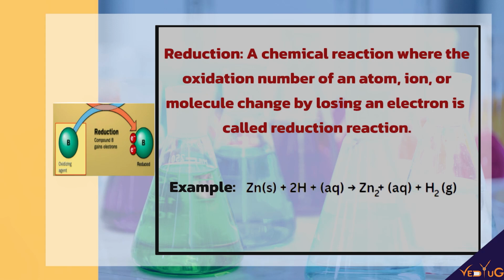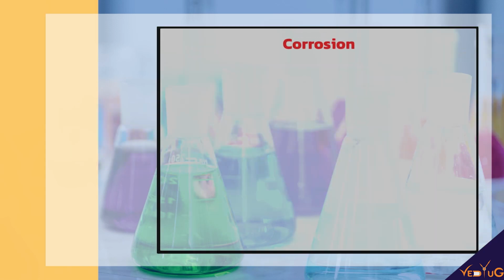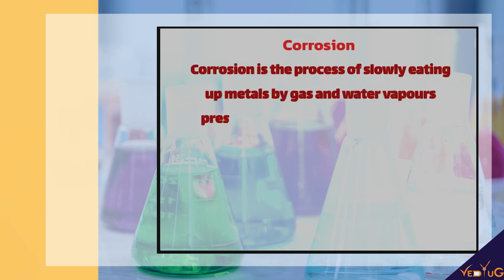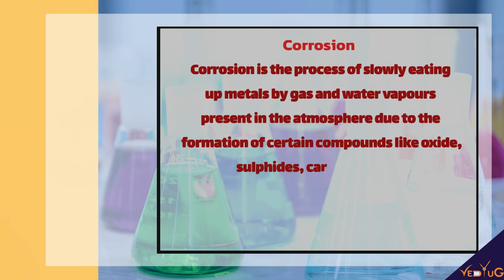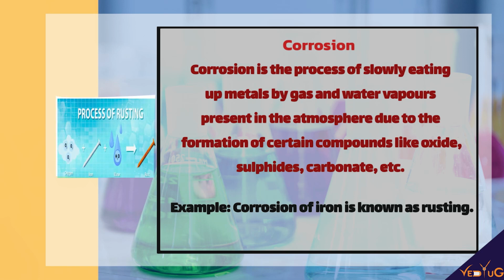Let us now learn about one of the interesting topics in chemistry, which is corrosion. Corrosion is the process of slowly eating up metals by gas and water vapors present in the atmosphere due to the formation of certain compounds like oxides, sulfides and carbonates. For example, corrosion of iron is known as rusting. तो आपने आपके घर के बर्तन देखे होंगे डियर फ्रेंड्स, जहाँ पे पुराने बर्तन या फिर यूटेंसिल्स या फिर लोहे की चीज़ें वो जंग खा चुकी होती है, which is nothing but rusting, which is an example of corrosion.